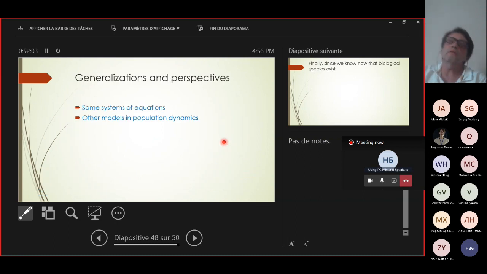Of course, there are many possible generalizations, and this was only the first work we did. As I mentioned, it's our recent work, and it's in fact even the first presentation of this work in the seminar. But of course, there are many generalizations and developments, particularly for systems of equations and for other models in population dynamics. I will not discuss it today.